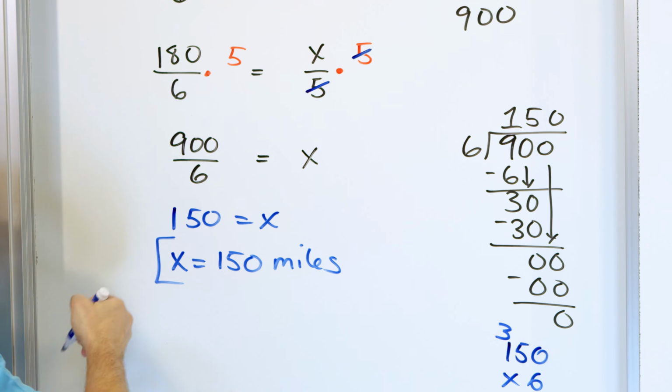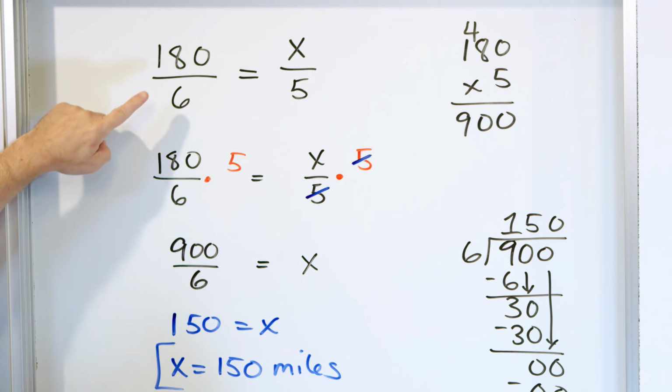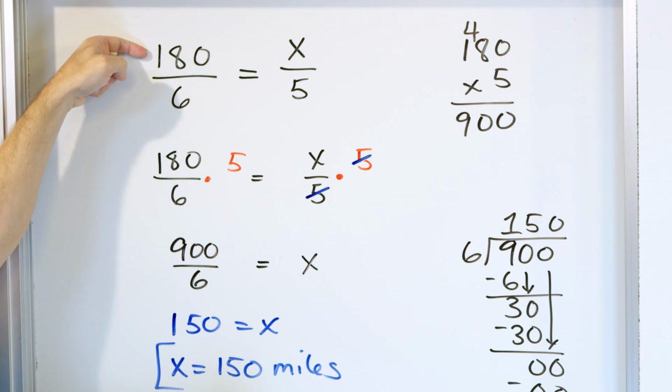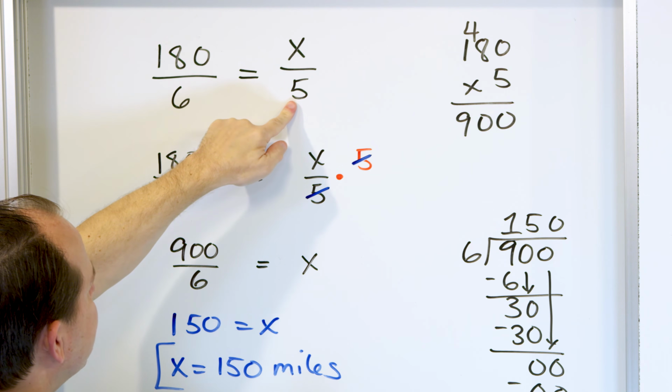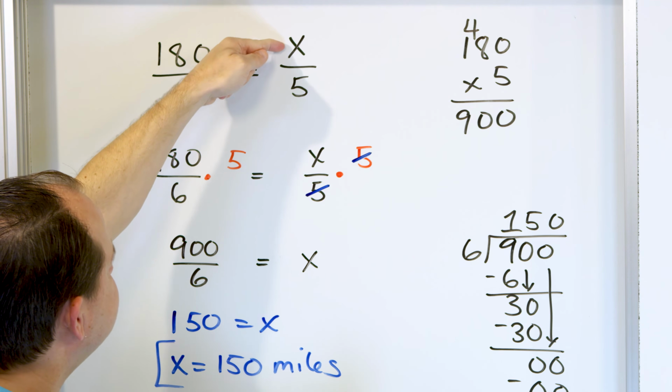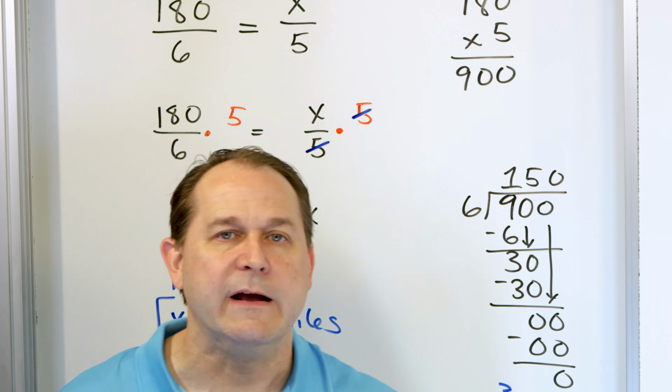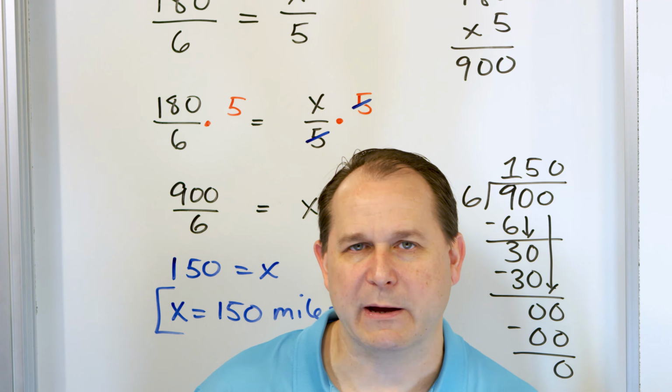Let's see if it makes sense. If we know that on 6 gallons of gas in the tank, we can actually go a distance of 180 miles. Then on a lesser amount of fuel, we should go a shorter distance. And in fact, we do go 150 miles, which is shorter than 180. So our answer passes the smell test, right?